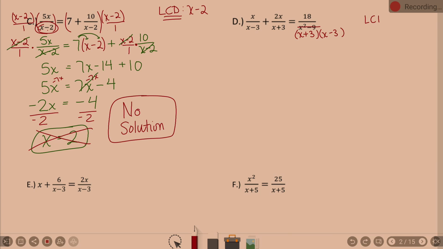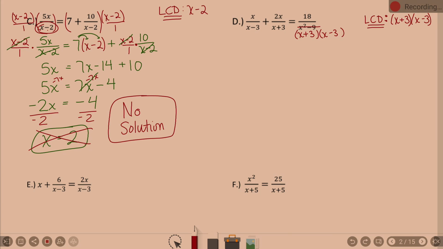So, least common denominator. Look for anything in common. What kind of common pieces do I have? X plus 3 and x minus 3. We have an x plus 3. We have an x minus 3.